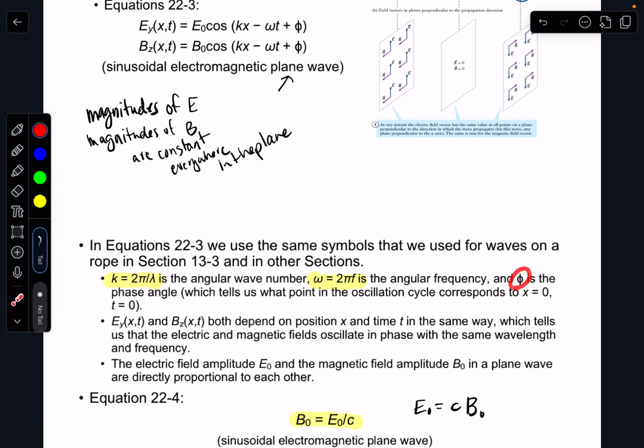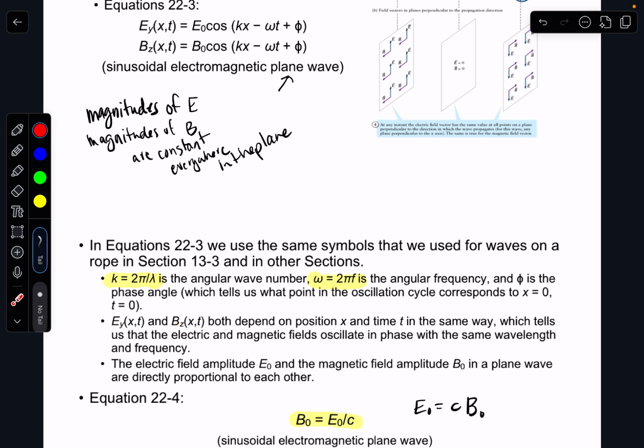And then phi is that phase angle, which tells us are we dealing with a sine or a cosine function, basically? At what point in the oscillation cycle are we at x equals 0, when we're starting the wave, or when we're starting measuring the wave? We're not going to be dealing much with the phase angle, so I don't want you to worry about it too much.